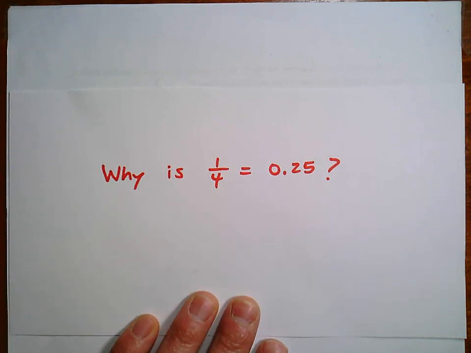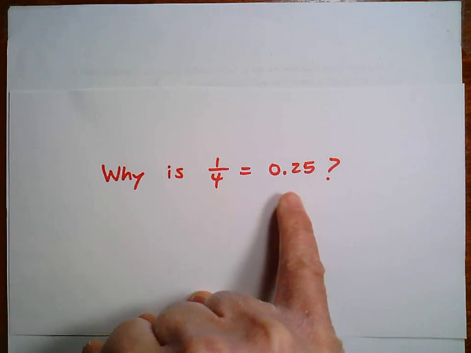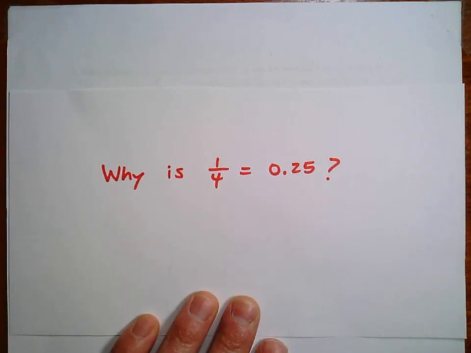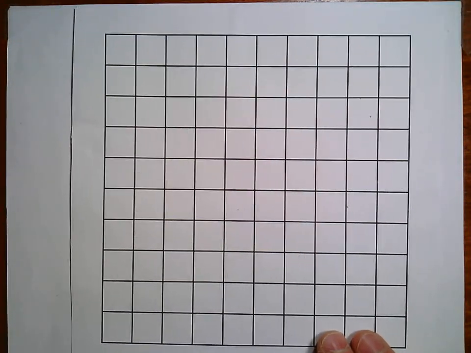We're not going to use language saying that we know a quarter is 25 cents. That's really where some of that comes from, but we're going to show conceptually why this statement is true. So I'm going to use a decimal grid, the hundredths grid here.